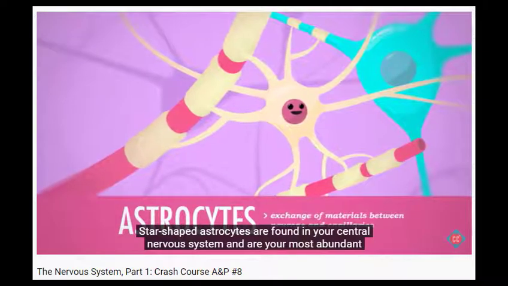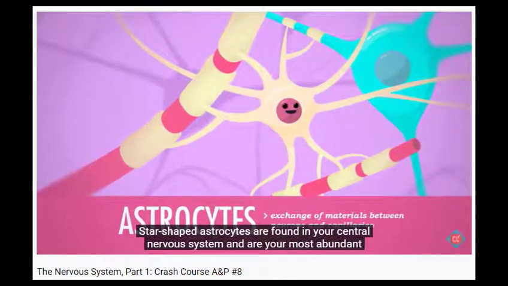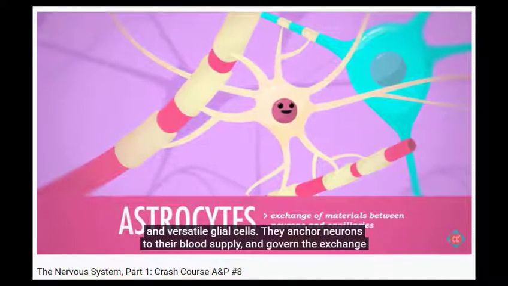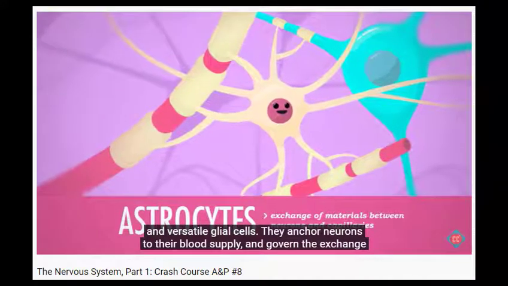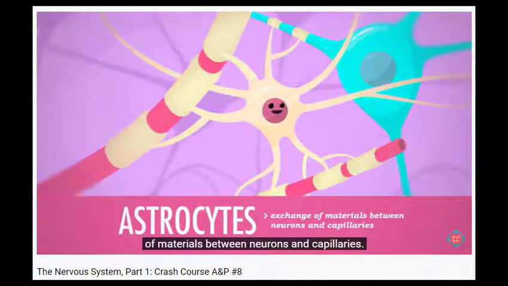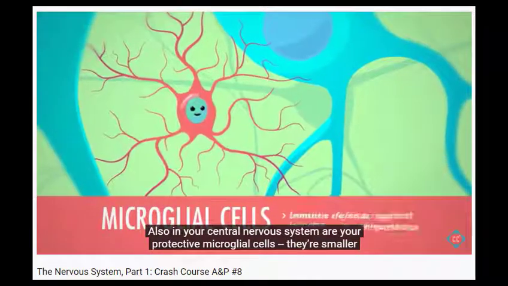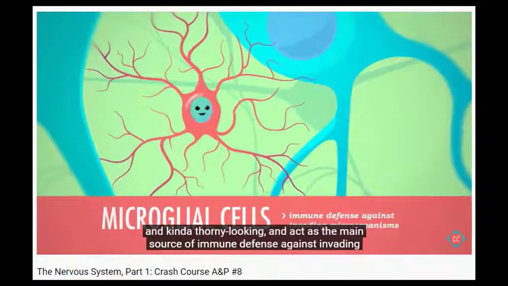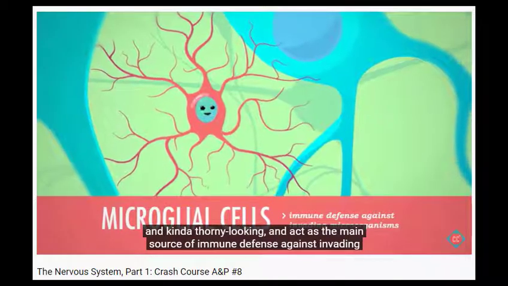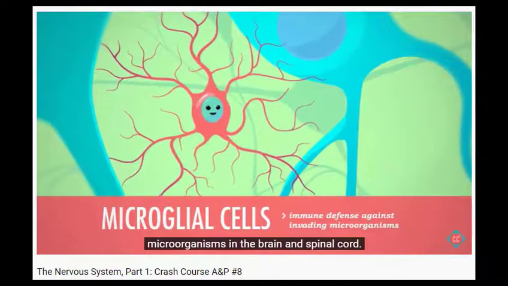Star-shaped astrocytes are found in your central nervous system and are your most abundant and versatile glial cells. They anchor neurons to their blood supply and govern the exchange of materials between neurons and capillaries. Also in your central nervous system are your protective microglial cells. They're smaller and kind of thorny looking and act as the main source of immune defense against invading microorganisms in the brain and spinal cord.